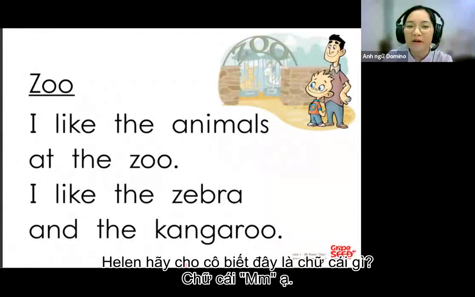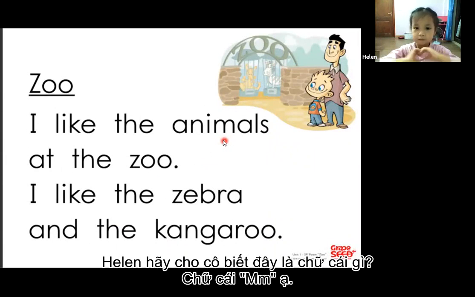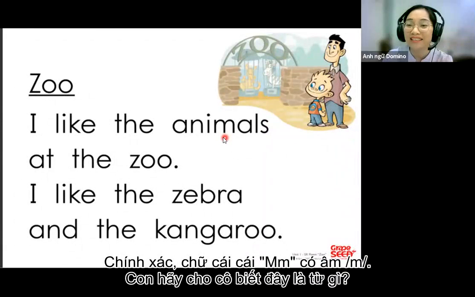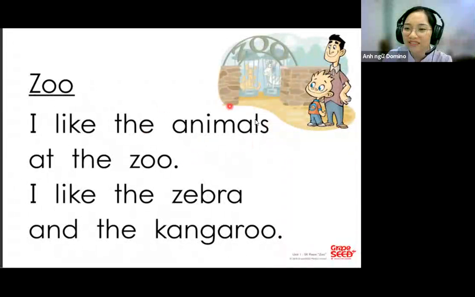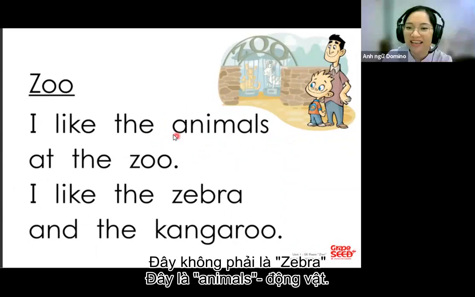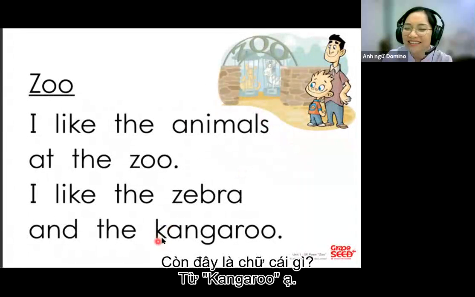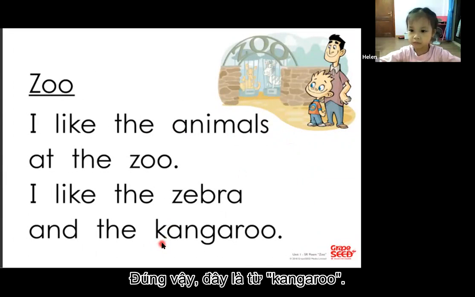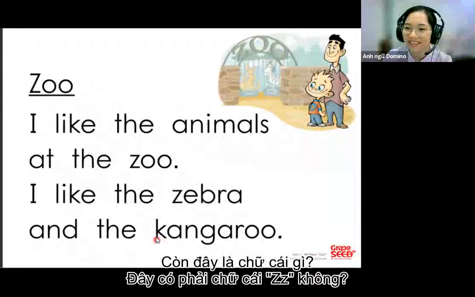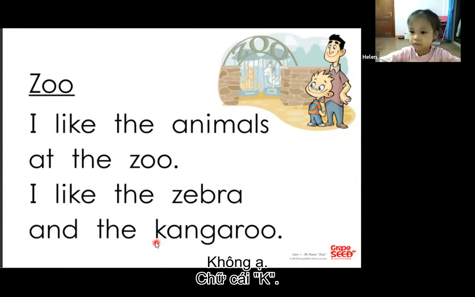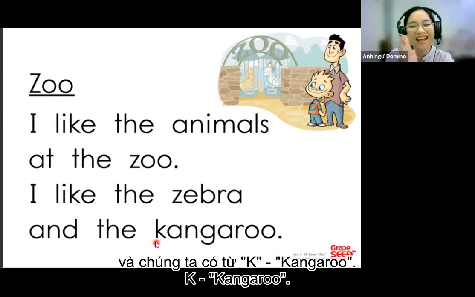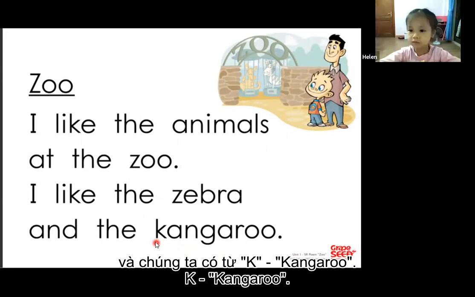Good. So, Helen, tell me, what letter is this? Letter M. Yes, letter M has the sound. Right, good job. And can you tell me this word? What word is this? Zebra. No, it's not zebra. Animals. Animal. Good job. What letter is this? Kangaroo. Oh, kangaroo? Yeah, this is the word kangaroo. Okay, what letter is this? It is letter Z? No. No, letter K. Letter K. And K, kangaroo, right? Say, K, kangaroo. Kangaroo. Good.